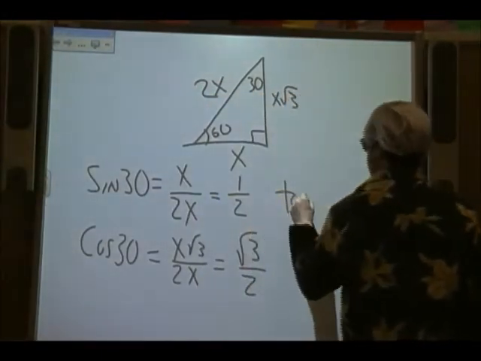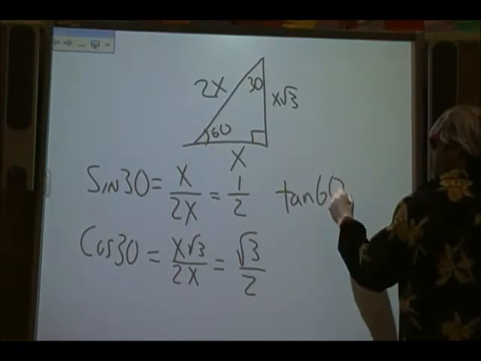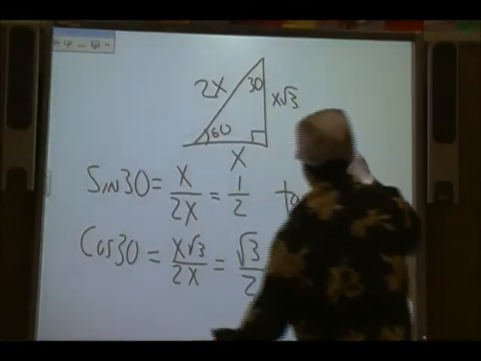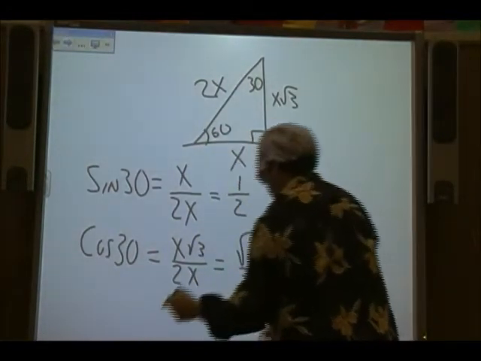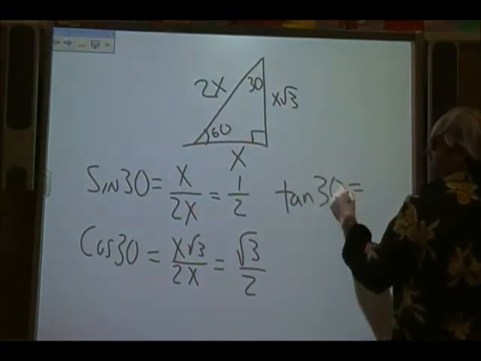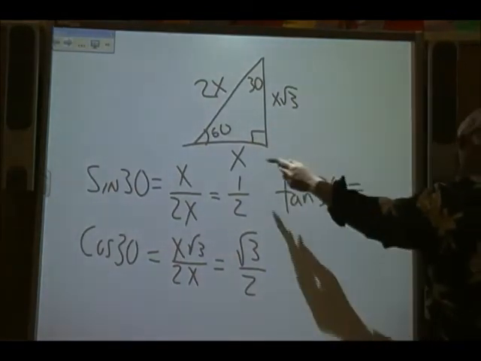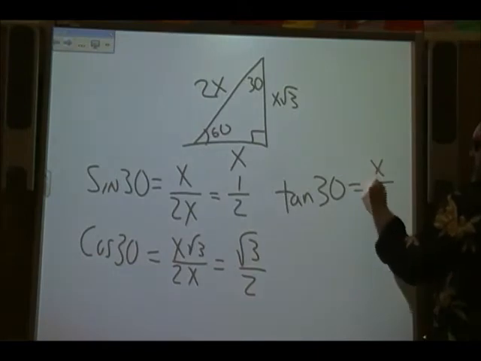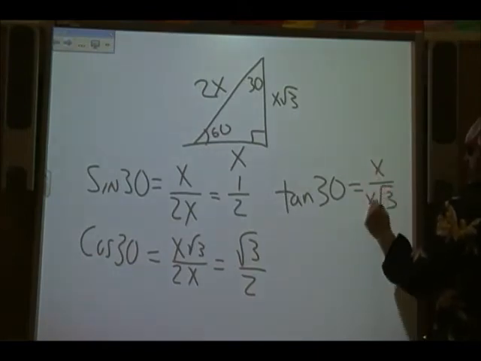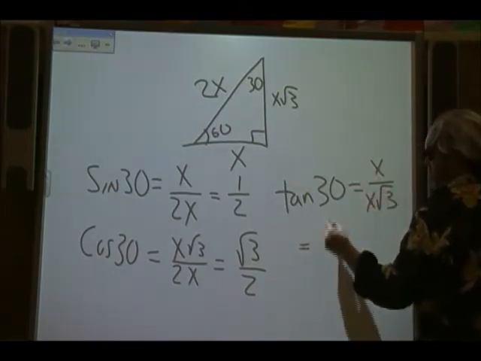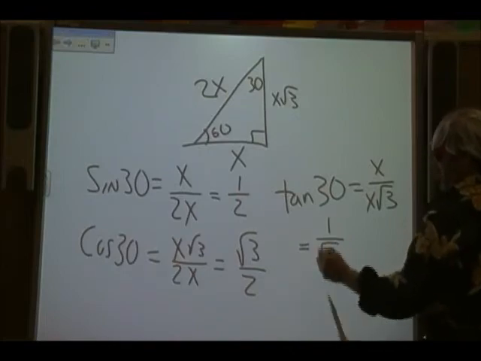Tangent 30, I think you already did 60. Tangent 30 is x opposite over adjacent, and that comes out to 1 over radical 3.